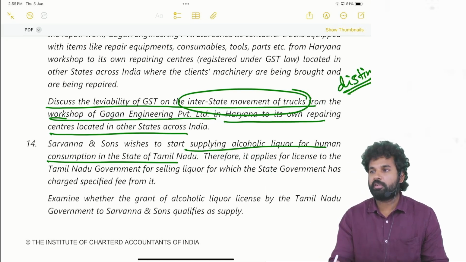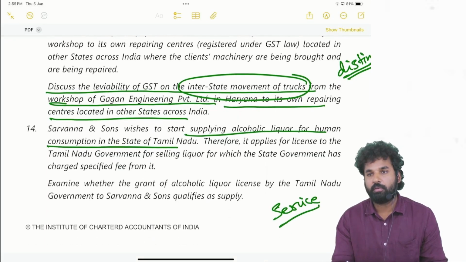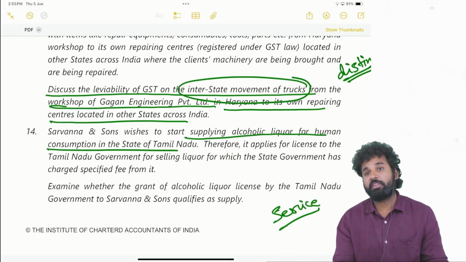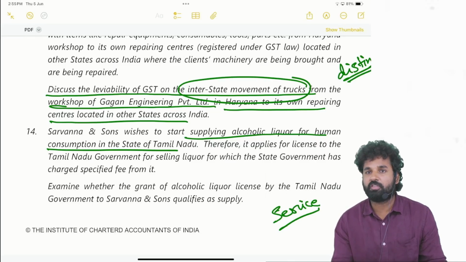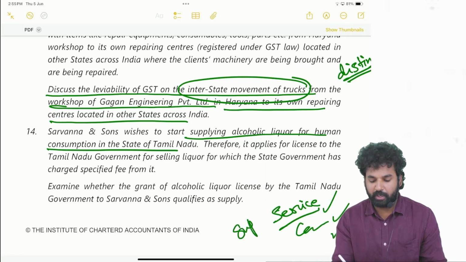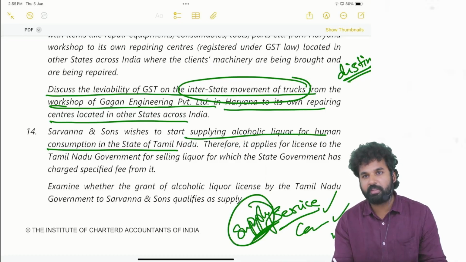See, giving a license is a supply of service. This is a service. But this is outside the ambit of supply. Notwithstanding anything contained in section 7 subsection 1. Why notwithstanding anything contained in section 7 subsection 1? All the conditions given under section 7 subsection 1 are being met. It is a service, made for consideration during the course or furtherance of business. That's why it can be a supply. But still it is not a supply. Why? It is notified like that. It is notified by the central government that it shall not be considered as a supply.